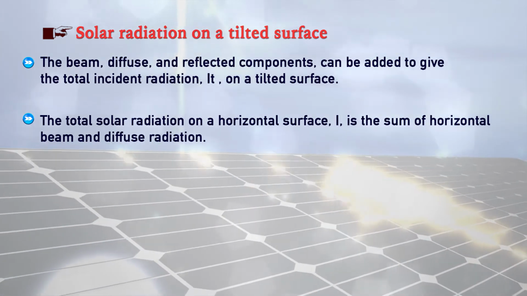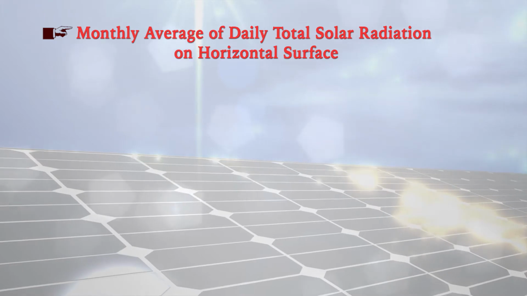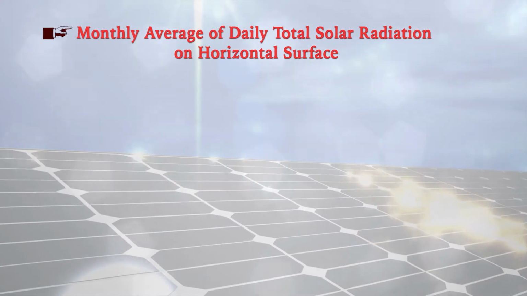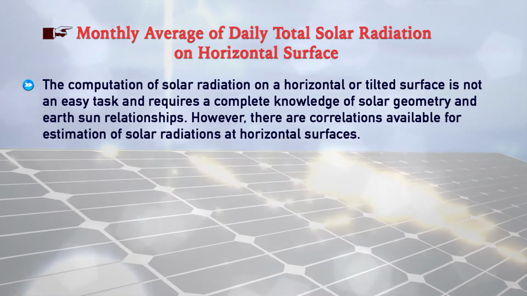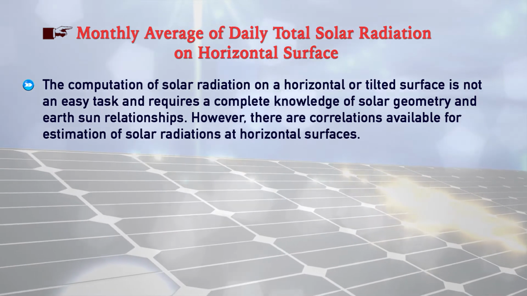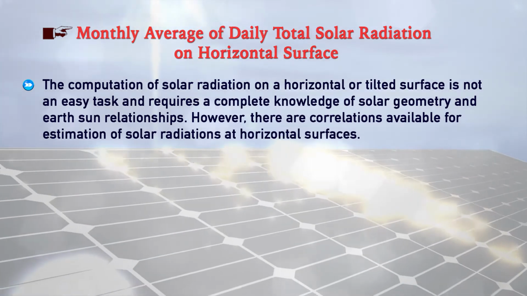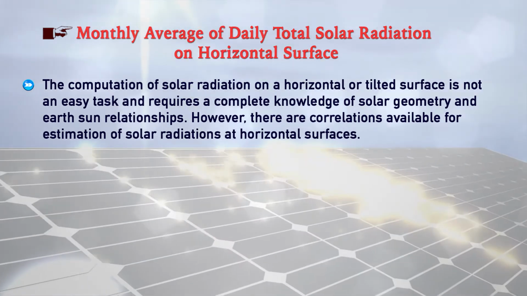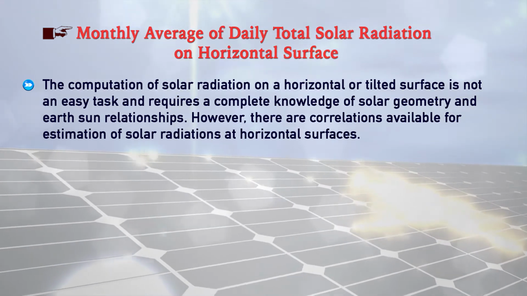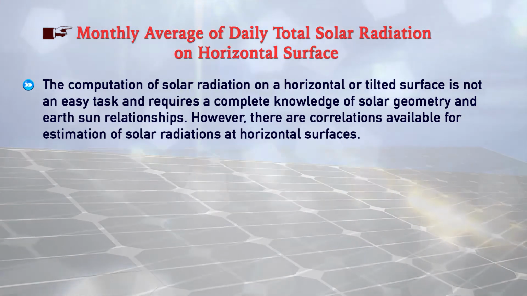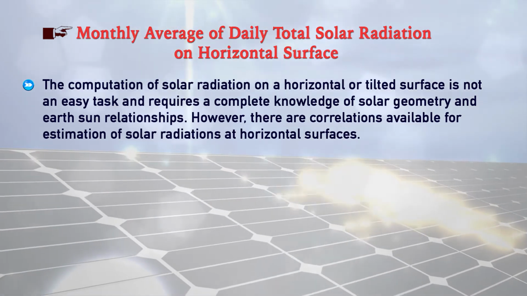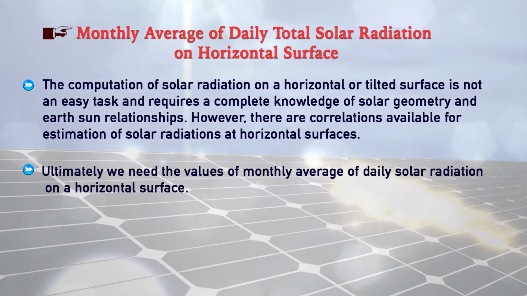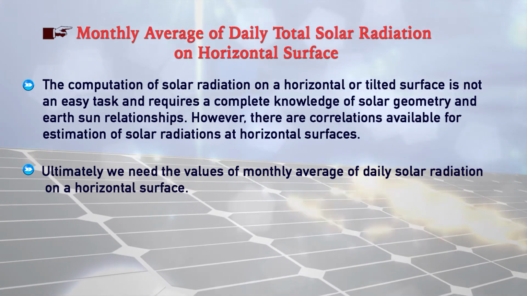Now we are going to discuss the monthly average of daily total solar radiation on a horizontal surface. The computation of solar radiation on a horizontal or tilted surface is not an easy task and requires complete knowledge of solar geometry and the Earth-Sun relationship. However, there are correlations available for estimation of solar radiation on a horizontal surface. Ultimately, we need the values of the monthly average of daily solar radiation on a horizontal surface.